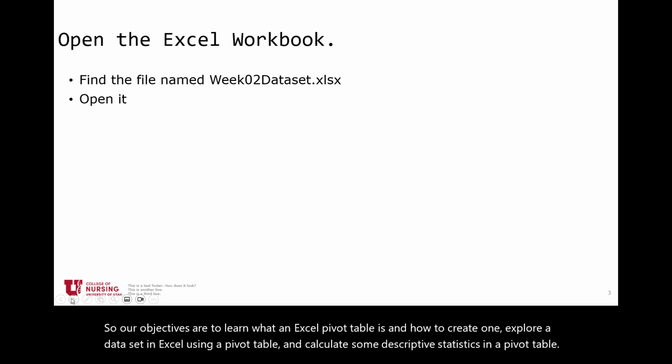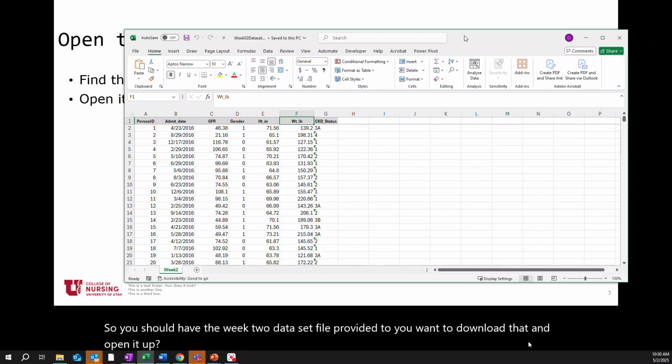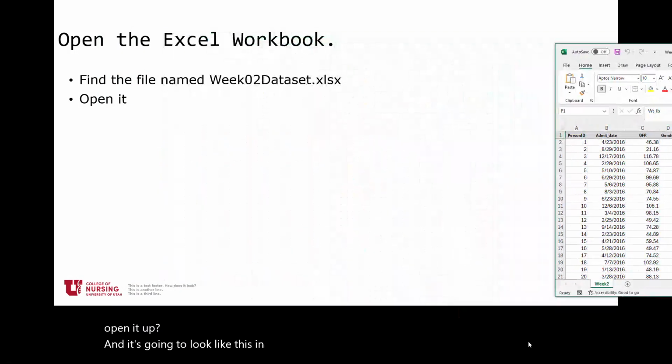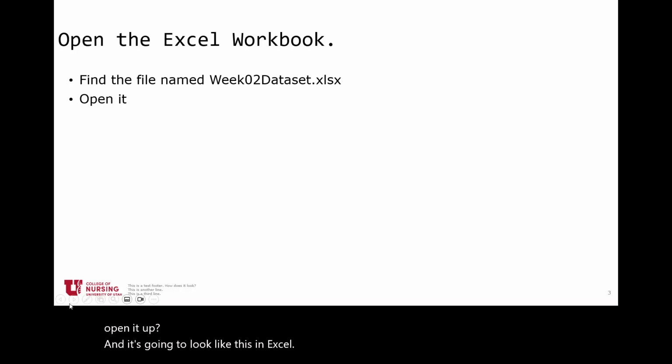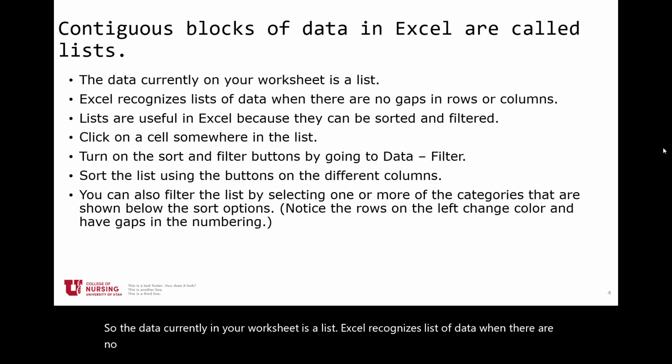So you should have the week 2 data set file provided to you. You want to download that and open it up. And it's going to look like this in Excel. So the data currently in your worksheet is a list. Excel recognizes lists of data when there are no gaps in rows or columns. Lists are useful in Excel because they can be sorted and filtered.